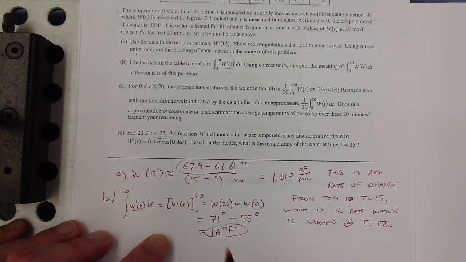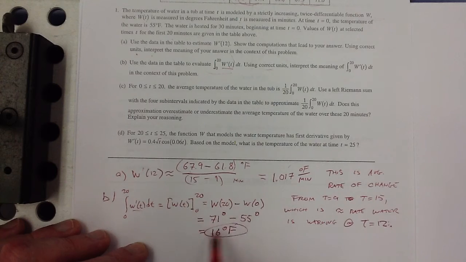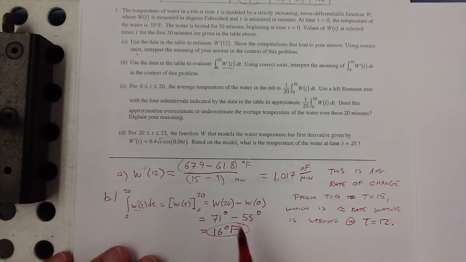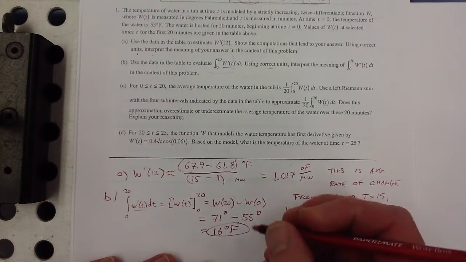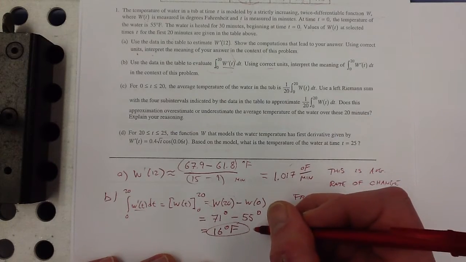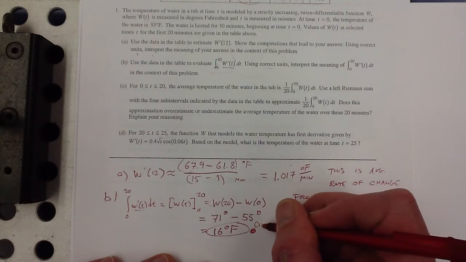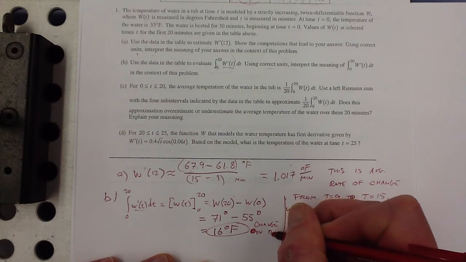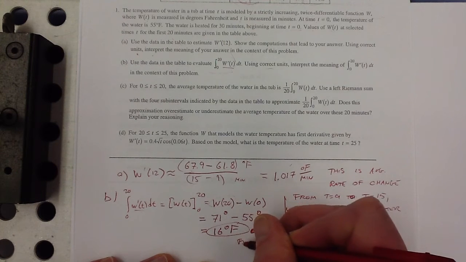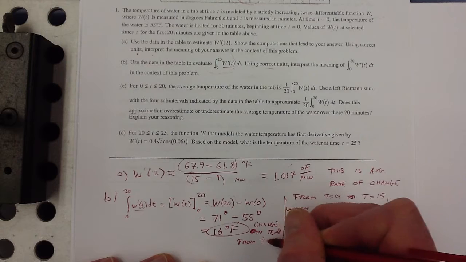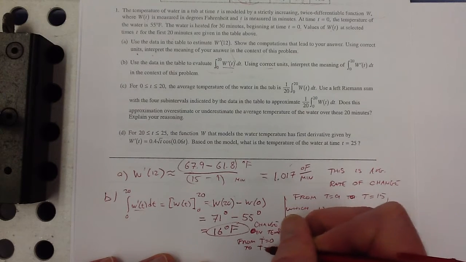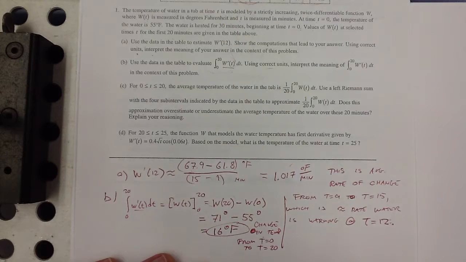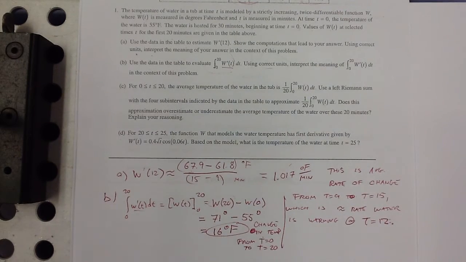So using the correct units, it's just a good idea to keep units in these things all the time, because then the units are right there, right? I mean, I'm subtracting those things, so it's degrees. And this is the change in temperature from t equals 0 to t equals 20, right? It's the total amount of change. That's what taking the integral of a rate gives you. It gives you the total amount of change. Okay?